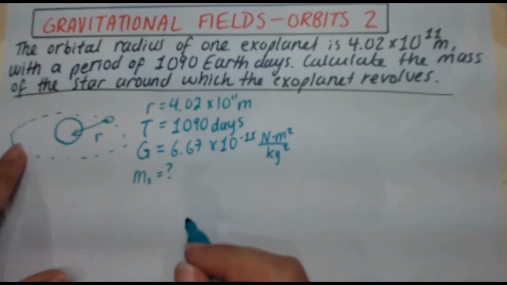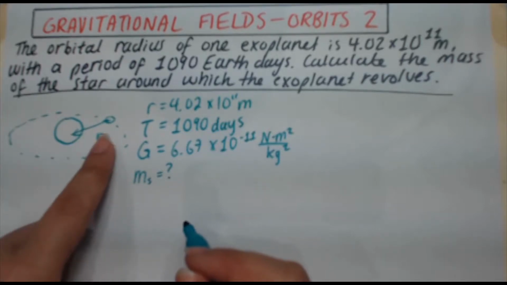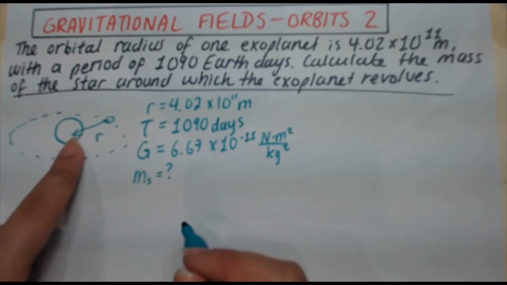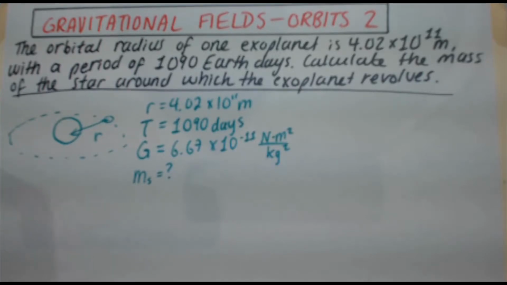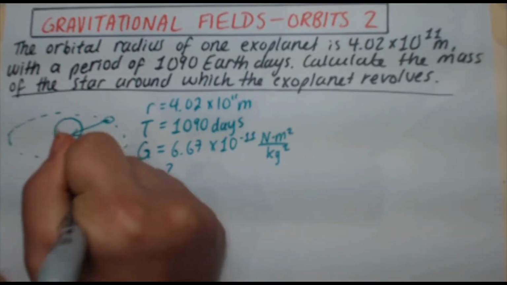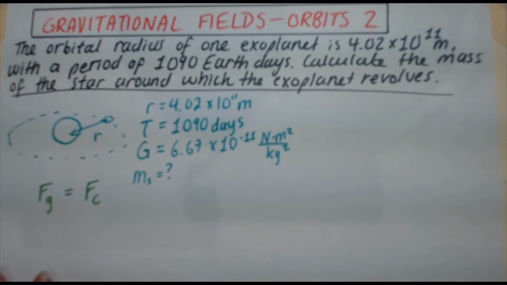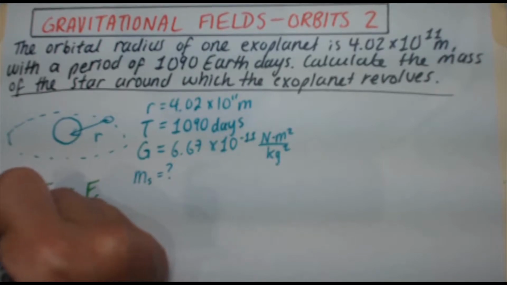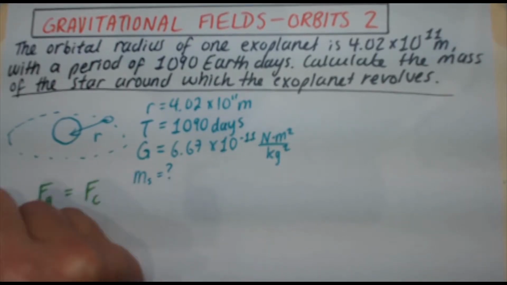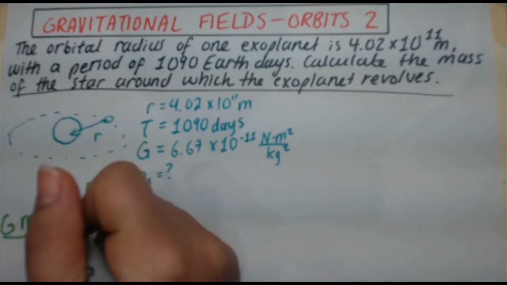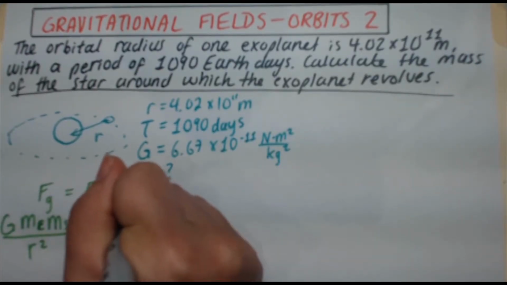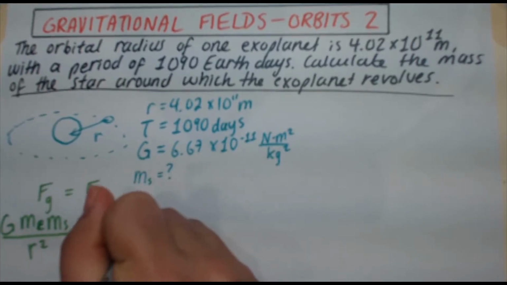The relationship I see here is that there's a planet orbiting around a star. It's exhibiting a centripetal force between the two objects, and that centripetal force is caused by gravity. Because it's a gravitational force not on Earth, we have to use the universal gravitational formula. First and foremost, Fg is equal to Fc. Force of gravity is G times the mass of the exoplanet times the mass of the star, divided by the distance between their centers squared, and that's equal to the centripetal force, mass of the exoplanet times the speed squared divided by the distance between them.